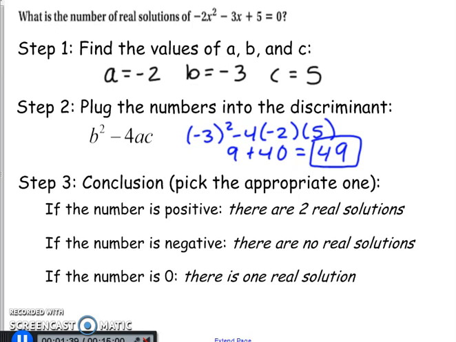Step 3 is the conclusion, so pick the appropriate one. If the number is positive, there are 2 real solutions. If the number is negative, there's no real solutions. If the number is 0, there is 1 real solution. Since it's 49, it's a positive number, so there's going to be 2 real solutions here. It doesn't matter what the solutions are, it just matters that the number itself is positive.